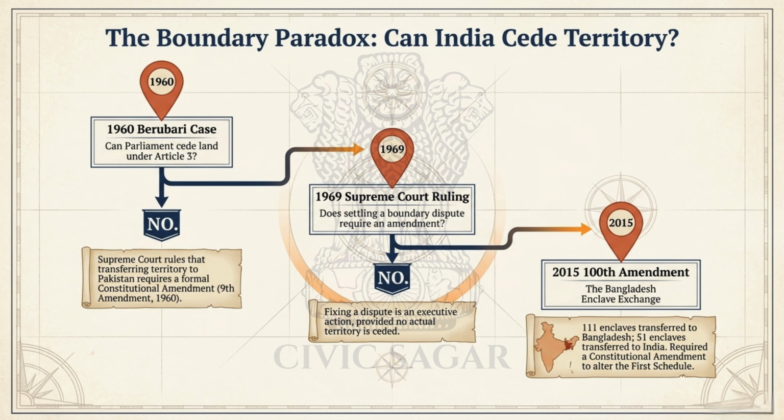But what about the day-to-day work of geography? By 1969, the Supreme Court further clarified that settling a border dispute is fundamentally an executive action. This means the government can adjust boundary lines as an administrative task, provided that no actual sovereign territory is being handed over. Finally, we see this theory in practice with the 2015 100th Constitutional Amendment.